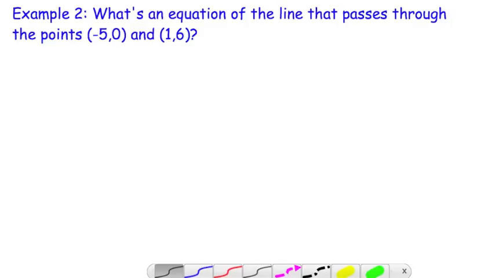Example number 2, what's an equation of the line that passes through the points negative 5, comma 0 and 1, comma 6?